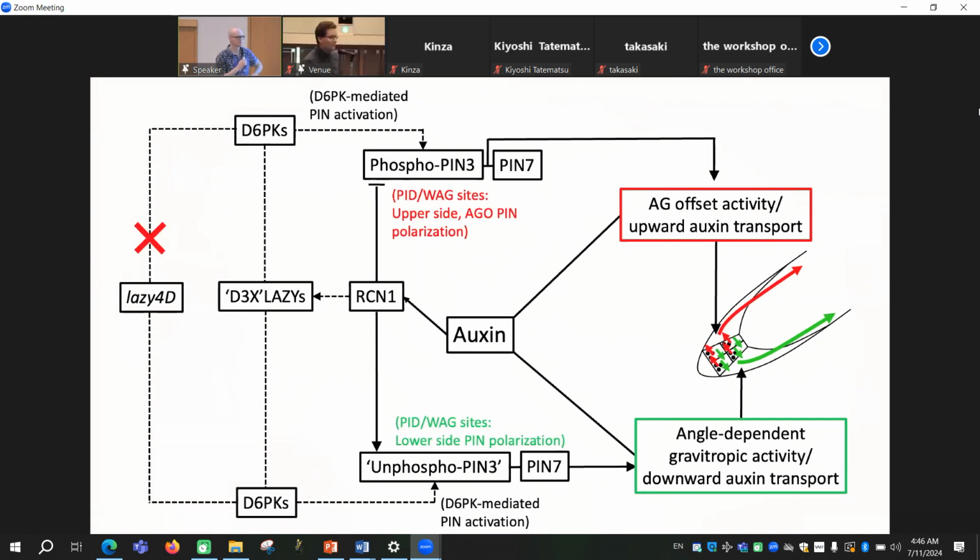Last question. Thank you very much. I may have missed the point, but did I get it right that the D6PK only affects the bending angle of the primary root and not of the lateral roots?